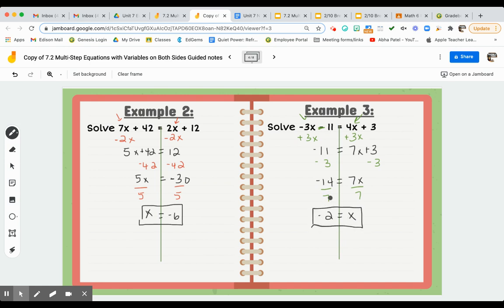And remember, this is my particular fun way of doing it. I want to keep the variables positive, but you can subtract the 4x and get negative 7x on the left side and add the 11 to get 14 on the right side. There's nothing wrong with that. Some students like to keep the variables always on the left side. So that is something they do. So that is totally fine to do it.